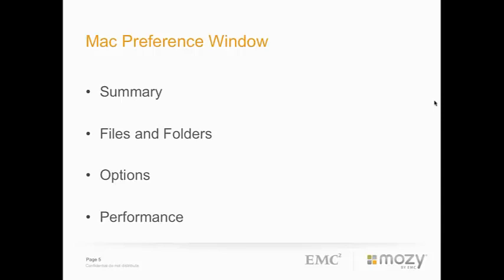The performance tab is the last tab when you open up the preference window, and the performance tab does exactly as it says. It looks after bandwidth throttling, and also it looks after your network filter. This network filter is just basically blacklisting particular networks if you don't want to back up over them.